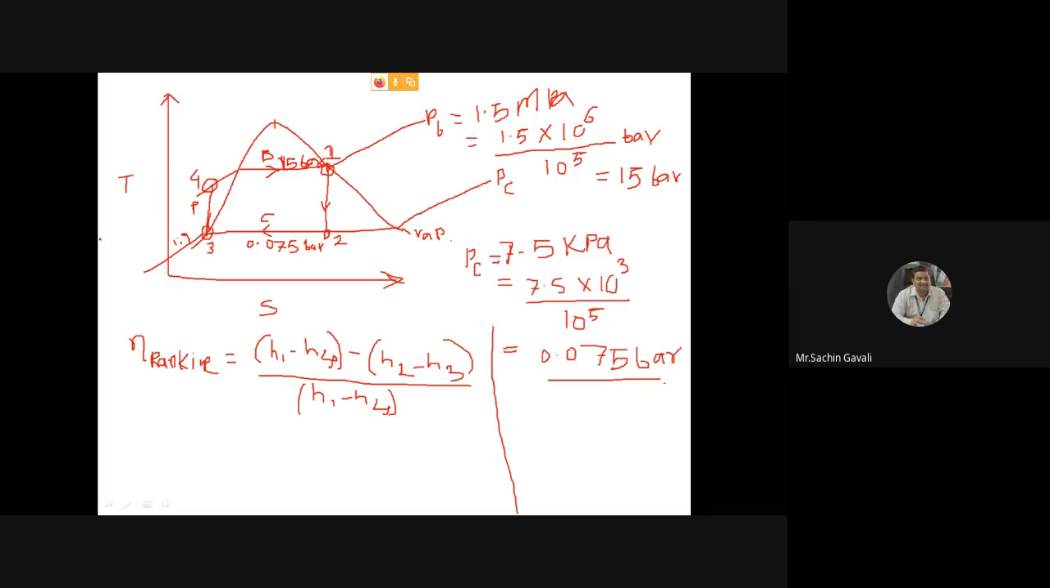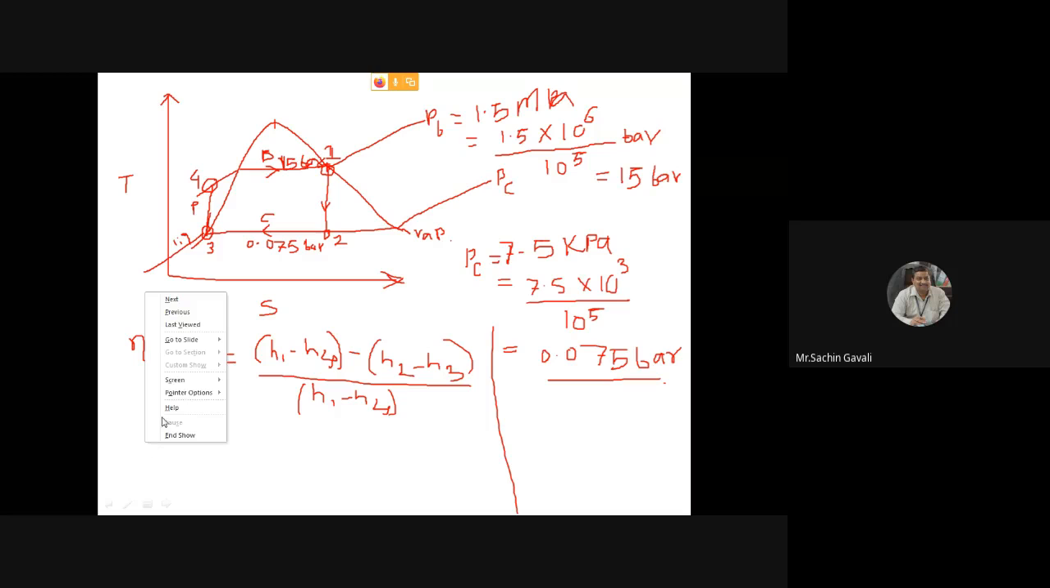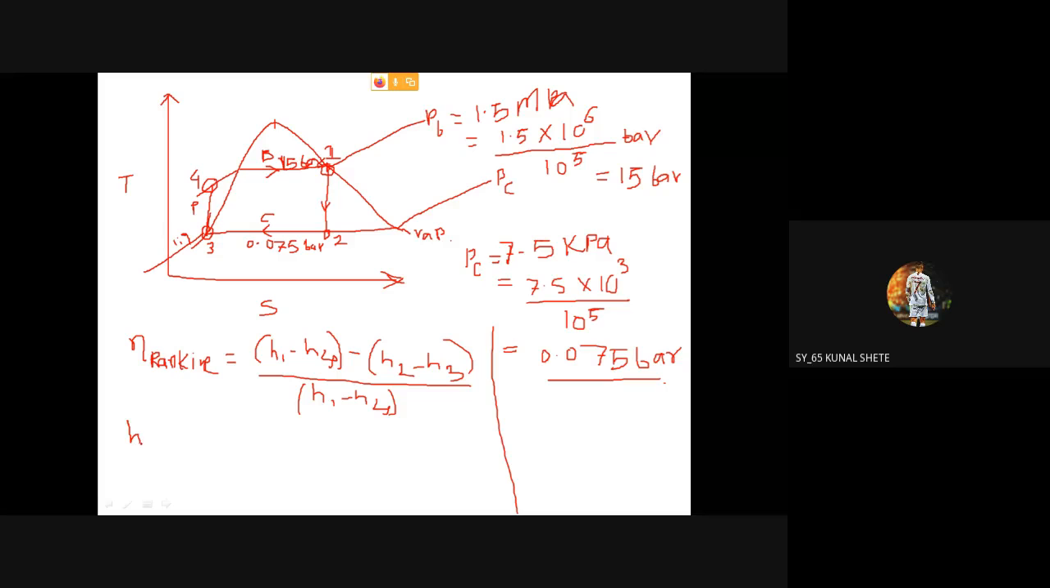Now depending on the condition, what is H1? H1 is equal to Hg at 15 bar. Correct, because point number 1 is dry and saturated steam, and the pressure corresponding to it is 15 bar. So H1 is equal to Hg at 15 bar.